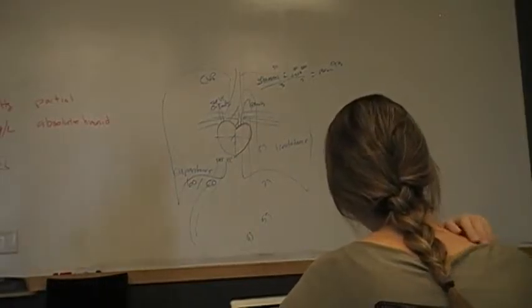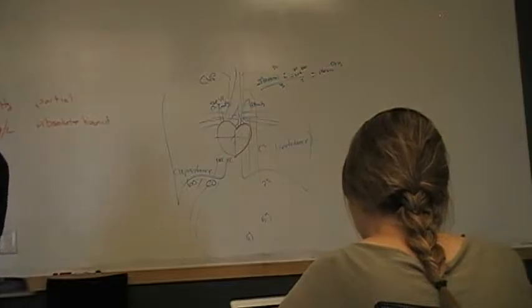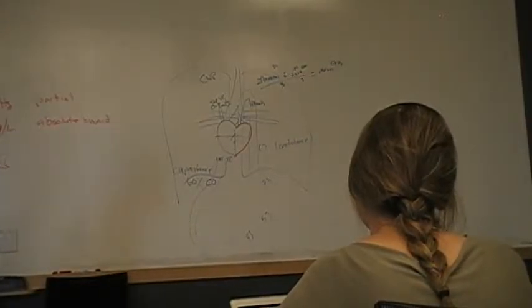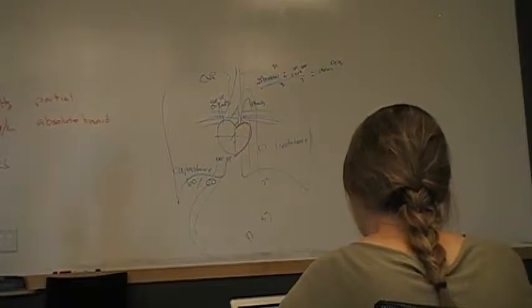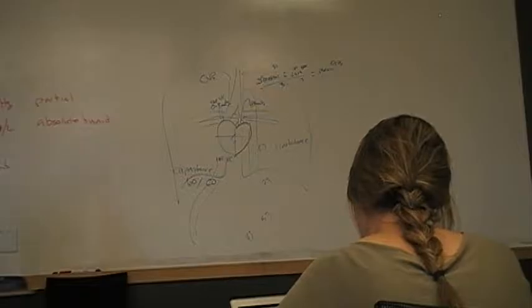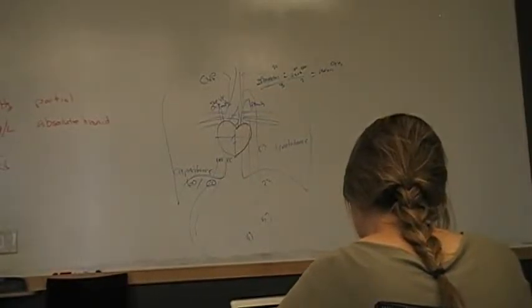So CVP, we actually lose our blood pressure in these capacitance vessels. It's very, very low resistance. So we have to rely on how we exercise to move blood back up to the heart. So very, very low pressure.